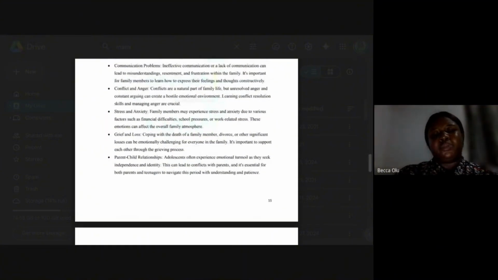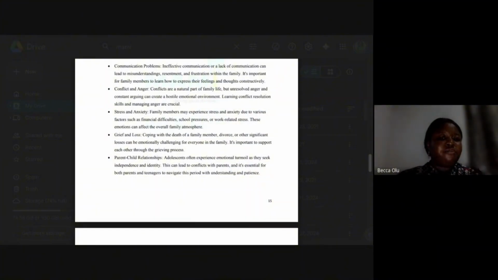Another issue that happens within family is conflict and anger. Conflicts are a natural part of family life, but unresolved anger and constant arguing can lead to a hostile emotional environment. Learning conflict resolution skills and managing anger are crucial. Conflict and anger. I don't even need to explain it too much, right? It happens, it's a natural occurrence in family. So the main point is, it's not the fact that it happens, because it will always happen. It is how it is managed. That is why we're doing this course, so that we can teach you how to cope with all of these things, right? So conflict and anger is an issue.